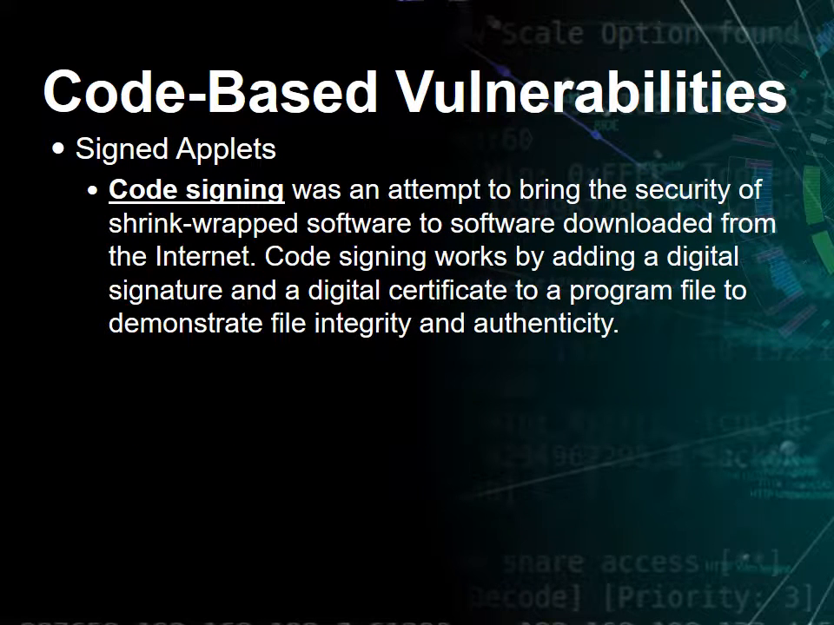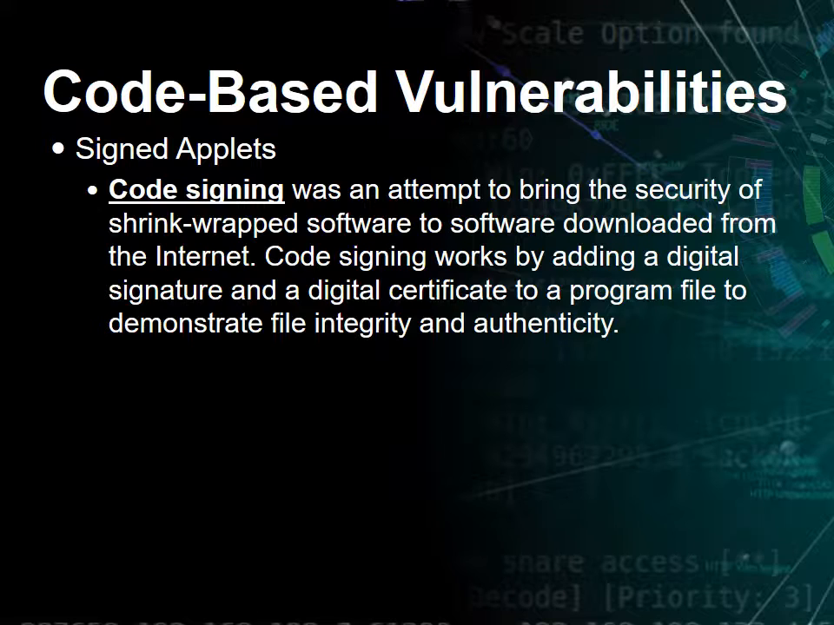As we briefly touched upon with Authenticode, they were looking for ways to ensure that software that was run off the web was safe to run on your system. So code signing was an attempt to bring the security of shrink-wrap software to software downloaded from the internet. Code signing works by adding a digital signature and a digital certificate to a program file to demonstrate file integrity and authenticity. Many companies these days offer you download-only editions or a cheaper download edition of software that you could buy in the store.